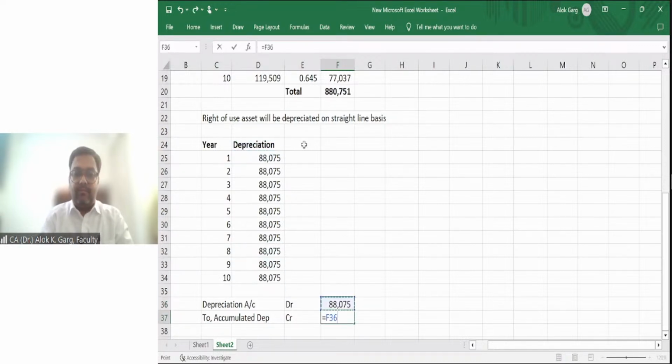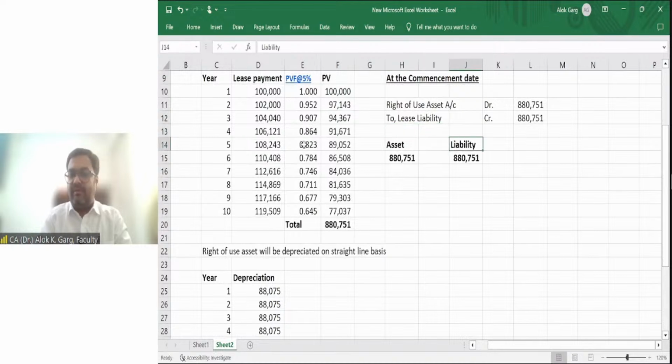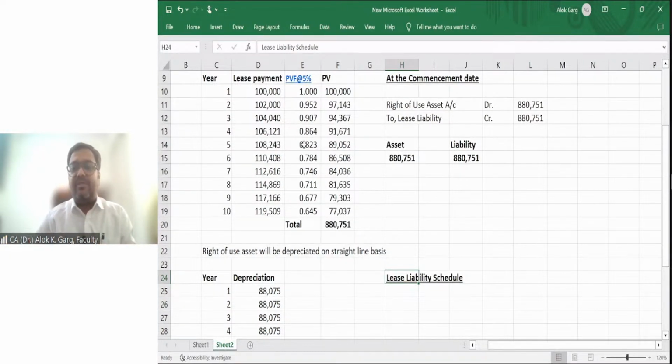Okay. Clear? How will this lease liability become zero at the end of the lease term? Let me also make a lease liability schedule so that you will be able to understand end to end. The asset is very simple: on the commencement date, 8,80,751 asset has been recognized. Now this asset has to be depreciated over the lease term. Very simple. Now what about the lease liability?